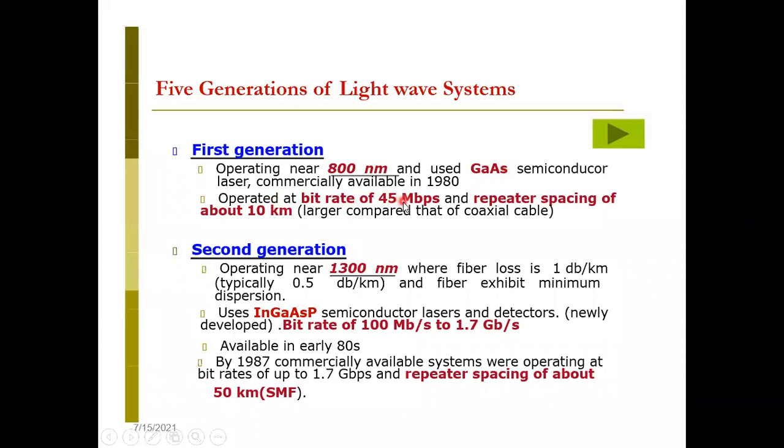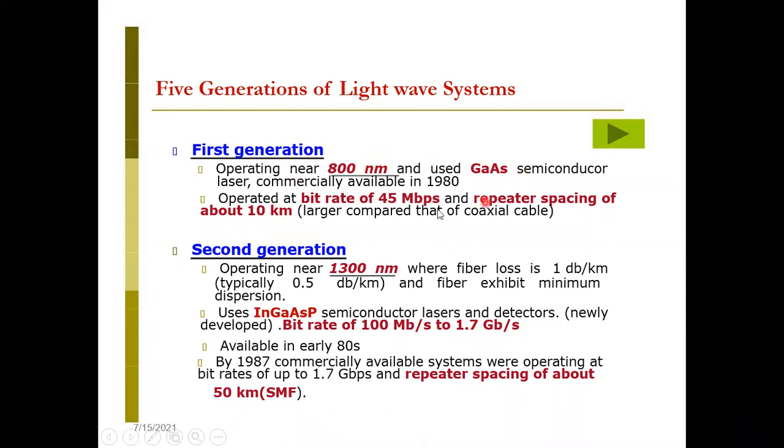The bit rate of operation is 45 Mbps and the repeater spacing was about 10 kilometers. Now remember, in coaxial cable, the repeater spacing was after every 1 kilometer, and repeaters are costly. That made coaxial cable one of the drawbacks, apart from the frequency limitation and the bit rate. The repeater spacing was also less in coaxial cable. In the first generation of fiber optics, we could achieve a repeater spacing of about 10 kilometers.